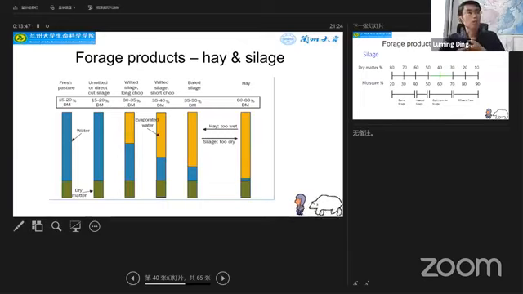Now we move to the second part, forage products, hay and silage. We know after harvesting of the fresh forage, we need to dry it to make silage or hay. When the water content is lower than 20%, it is good for making hay. But 50 to 20% water content is normally used for silage.